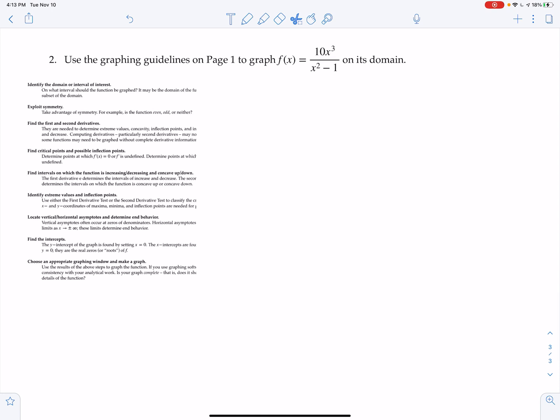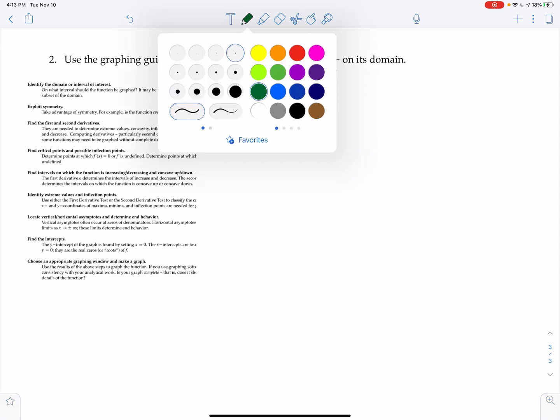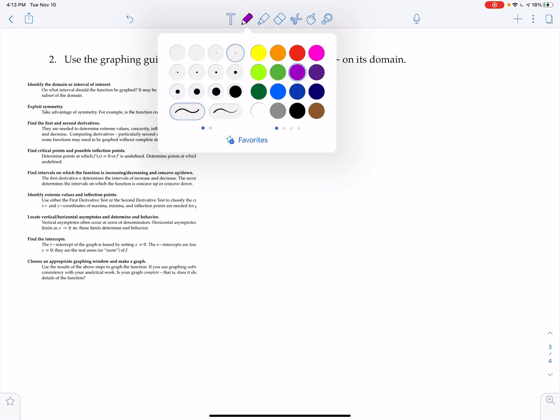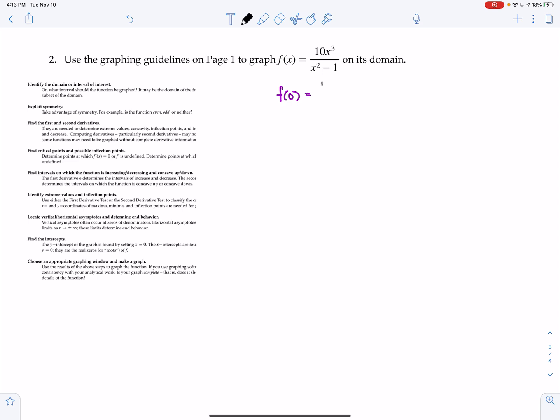So a few things we can do first. Let's grab our intercepts real quick. We need to grab our y-intercept, so let's plug in 0. When I do that, we get 10 times 0 to the third over 0 squared minus 1, which is 0 over negative 1, which is equal to 0. So right out of the chute, we have a function that passes through x 0, y 0, in other words, the origin. So we know that is one point ready to go.